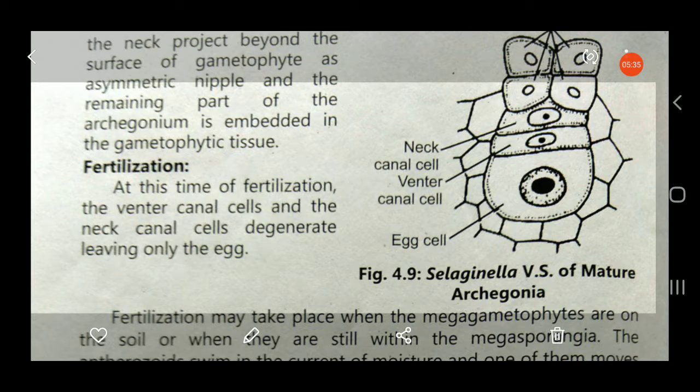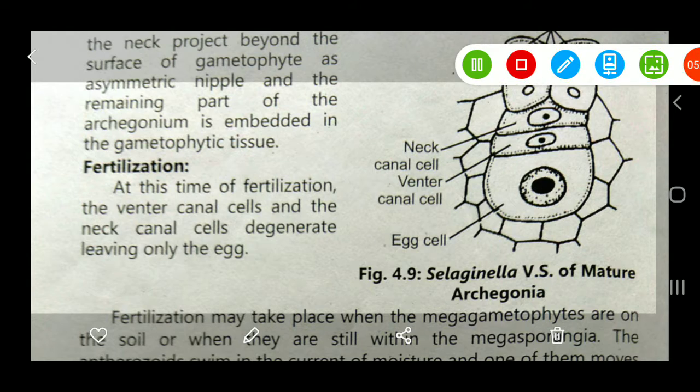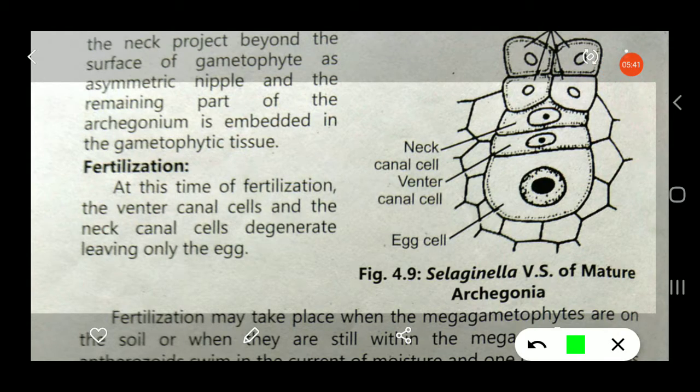During fertilization, what happens? At this time, the ventral canal cells and neck canal cells disintegrate, leaving only one egg. Only the venter is present, containing the egg.